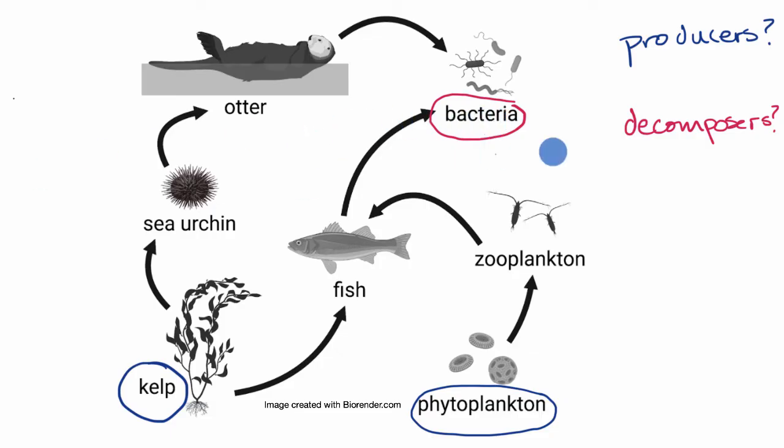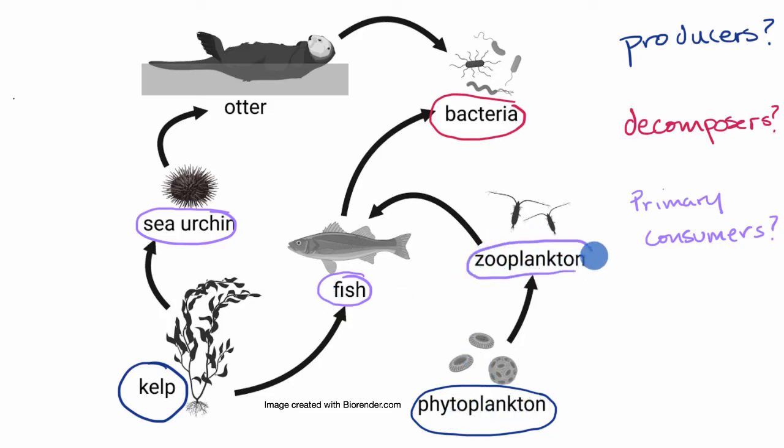Next, I am going to ask you about the primary consumers. Pause this video and see if you can identify them. Well, primary consumers are consumers that directly eat the producers. And so let's see, who is eating the kelp? You have the sea urchin eating the kelp. You have the fish eating the kelp. Who's eating the phytoplankton? You have the zooplankton eating the phytoplankton. So these are primary consumers.